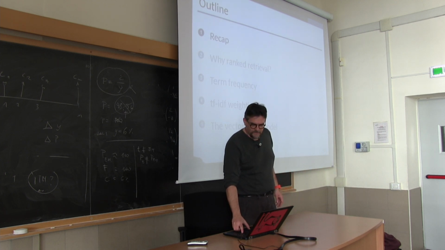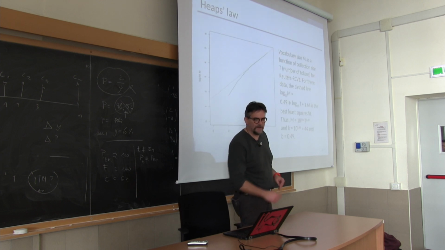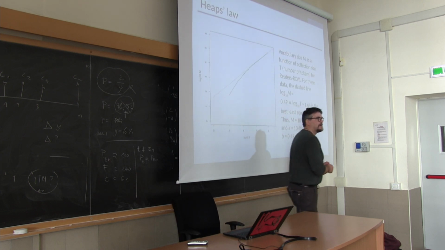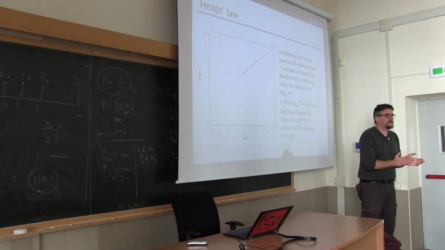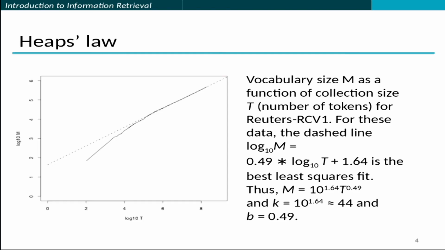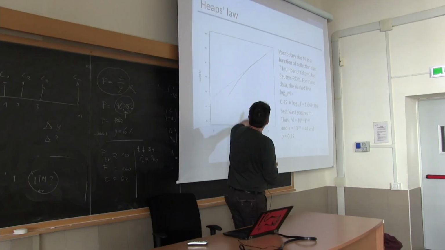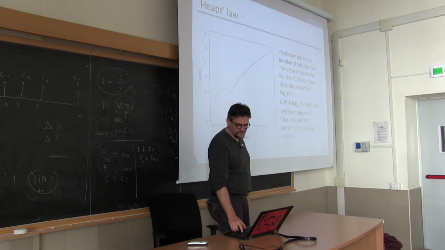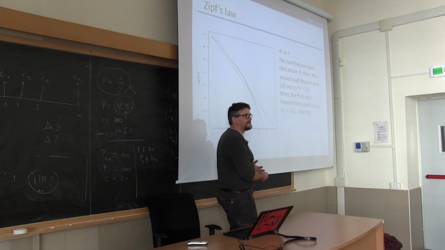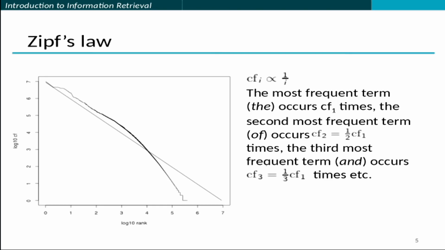Okay, good. So let's recap very quickly what we said last time. Okay, so the first thing is, what is the relationship that exists between the number of tokens and the vocabulary size? And so we saw that we have a pretty good approximation.